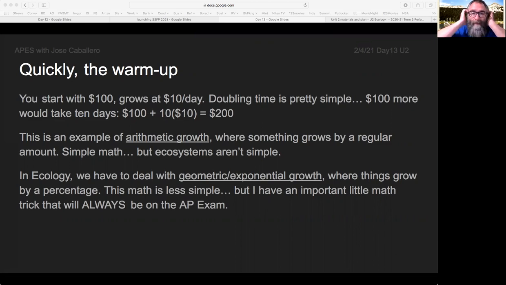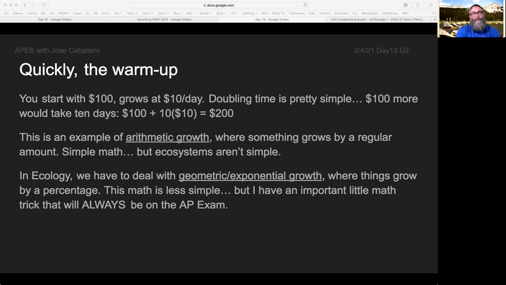My kid was trying to figure out at $1 a week allowance or whatever, how long would it take for me to buy a new fingerboard or whatever? And this math is easy. They're like paychecks. How long until you can buy a motorcycle, whatever. This is an example of arithmetic growth where something grows by a regular amount, and it's really simple math. Your money in the bank just goes up in a straight line. $10, $10, $10, $10, and the math is pretty easy.